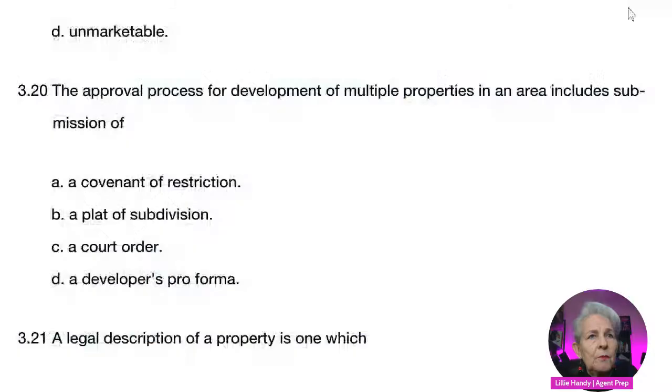Okay, so let's go back. Okay, so that's the end of national questions. We will now do a few Texas questions. Oh, the septic question had to do with land use control. Yes, okay.